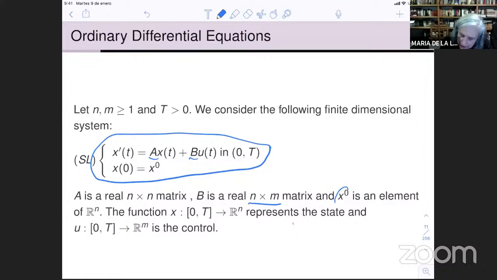X dot is the initial datum, and the function x that is the solution to this linear system represents the state. And u, so we are acting by the matrix B, so the control enters the system using this matrix B, okay? And my control is going to be U. If I don't put this term, the system is going to follow its trajectory, thus as it has to do.